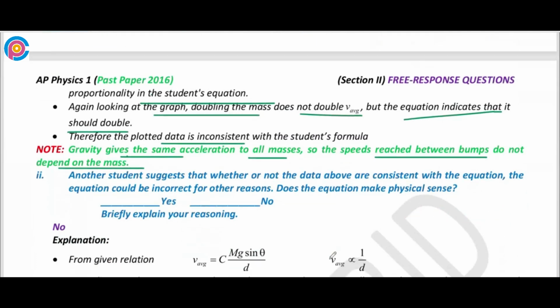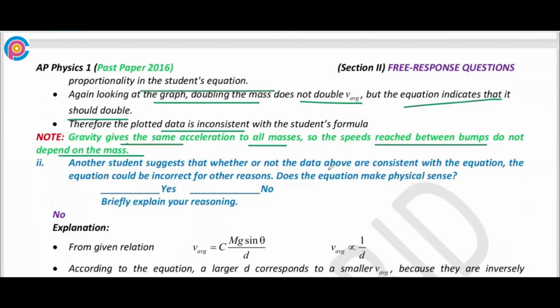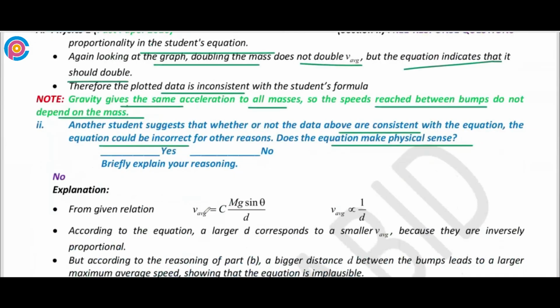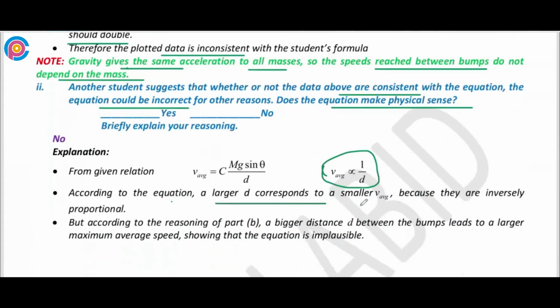Another student suggests that whether or not the data above are consistent with the equation, the equation could be incorrect for other reasons. Does the equation make physical sense? From the equation V average equals C mg sine theta divided by d, V average is inversely proportional to d. According to the equation, a longer distance corresponds to a smaller average speed because of the inverse proportionality. But according to part B of the question, a bigger distance between the bumps leads to a larger average speed, showing the equation is implausible. So that's the answer.